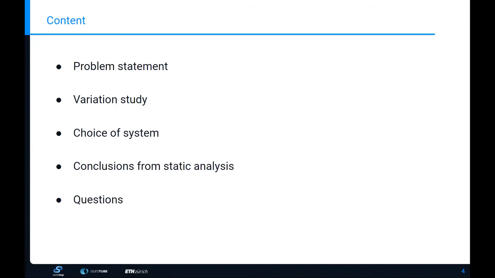Short about the content of this presentation, I will first go into the problem statement of my master's thesis briefly, and then I will share with you my variation study, which I did before I chose a system for the structural design of the tube. And then we will briefly discuss the conclusions from the static analysis of my proposed design before we go into the questions.